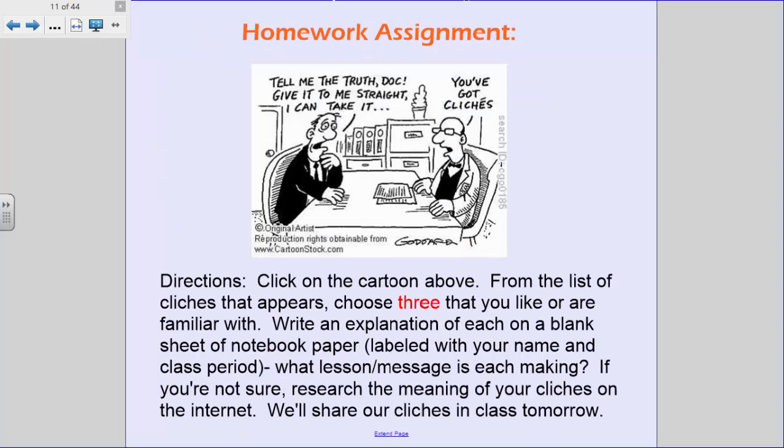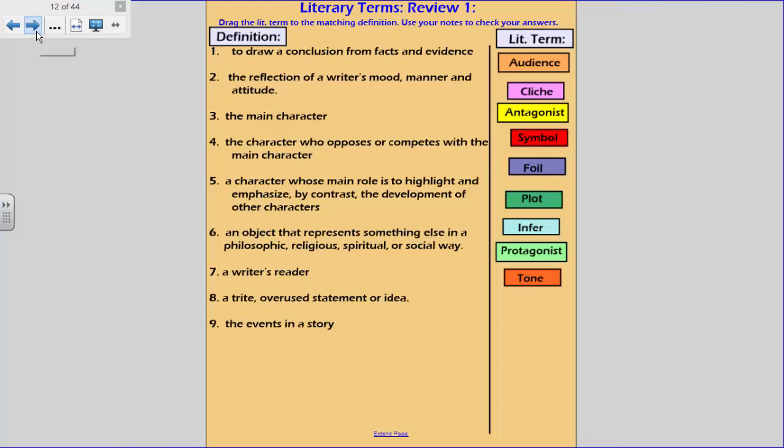I would have this page printed out from the slides, and I will hand it out for homework at the end of class. And this is just really simple, just a couple of cliches up here, 3 of them, and an explanation really quickly, just about a sentence long, of what the cliches are.